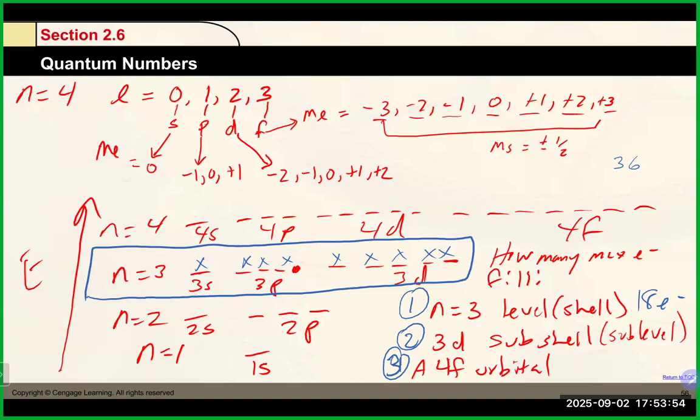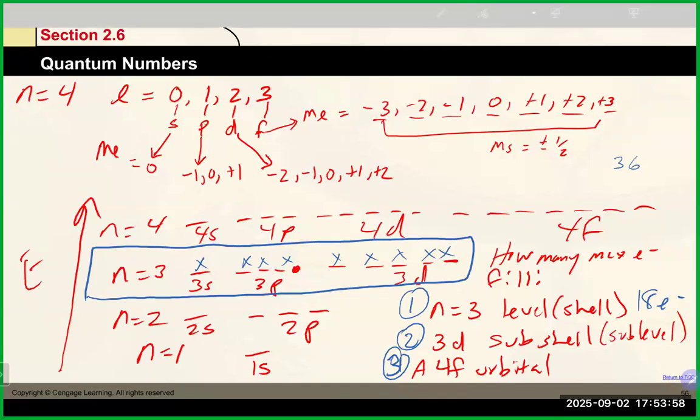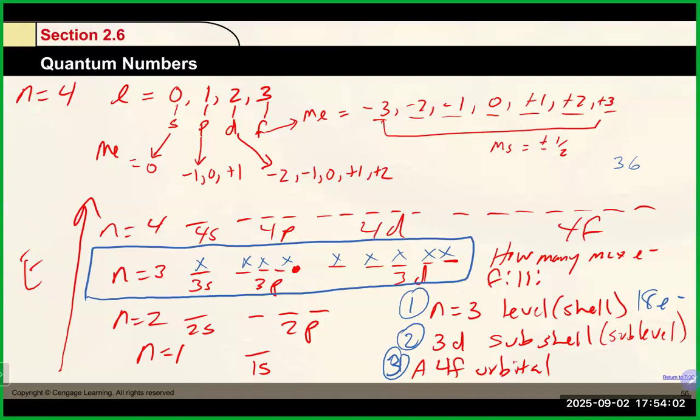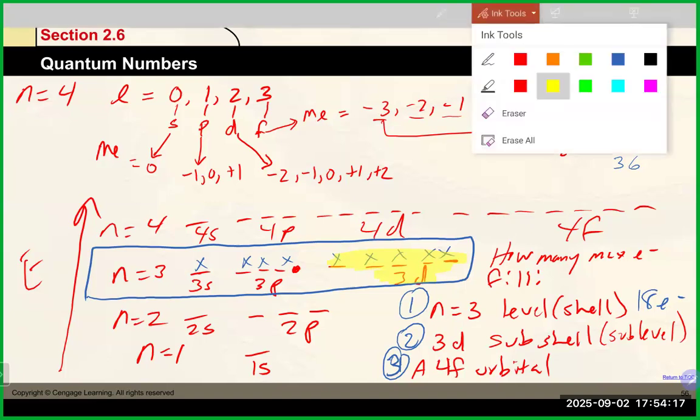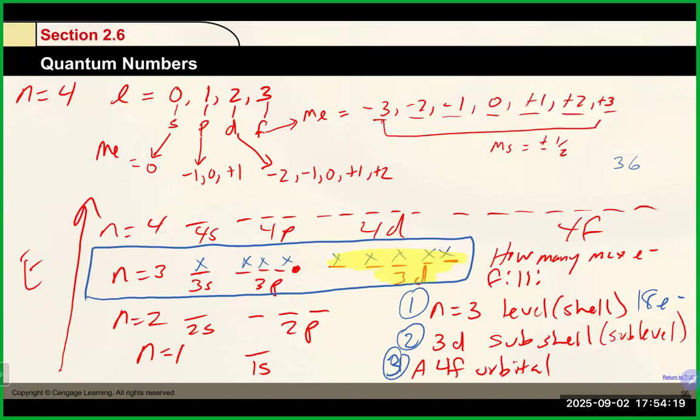How about the 3d subshell? How many electrons can we put in there? It is 10 because now we're talking about a subshell or a sublevel. And when we talk about a subshell or a sublevel, as we talked about last time as well, that is basically a grouping of the same type of orbitals on the same energy level. So that would be all those guys right there. And that is, again, 2 in each, and there's 5 of them. That would give you 10 electrons if you filled up the 3d subshell. So 10 electrons there.